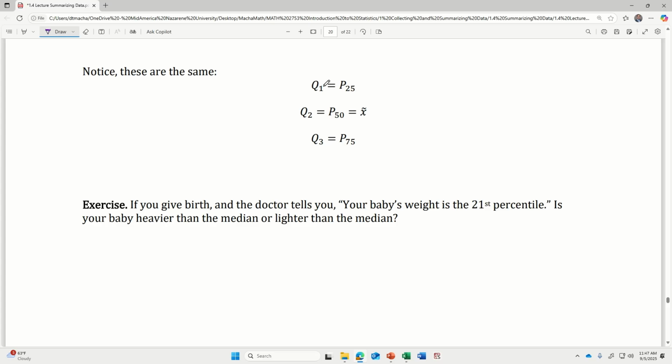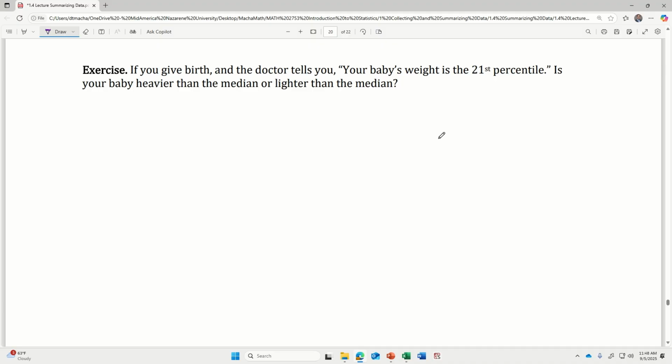And I said these are the same. The first quartile is the same thing as the 25th percentile. The second quartile, you almost never see anybody use the word second quartile because that's the median, right? Sometimes you hear people say the 50th percentile, that's also the median. And then the third quartile is the 75th percentile.